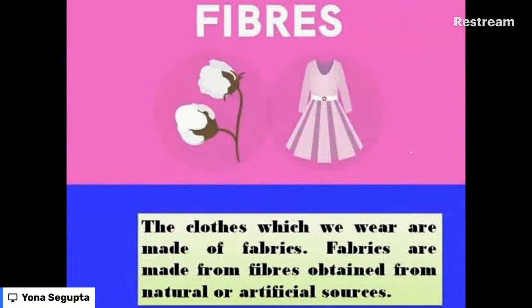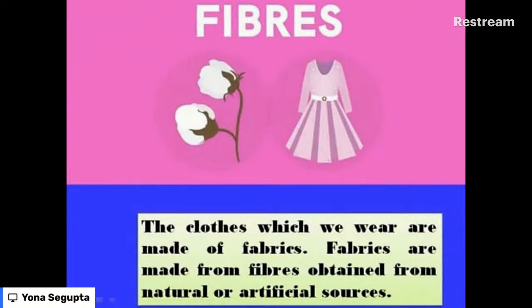Okay, now we were talking about fibers. So the clothes which we wear are made of fabrics, and fabrics are obtained from natural or artificial sources, right? So now the types of fabric, the first type that we will be learning is the natural one. What is the difference?